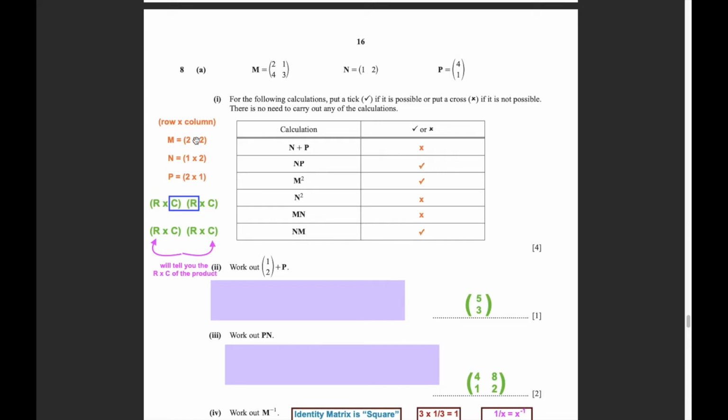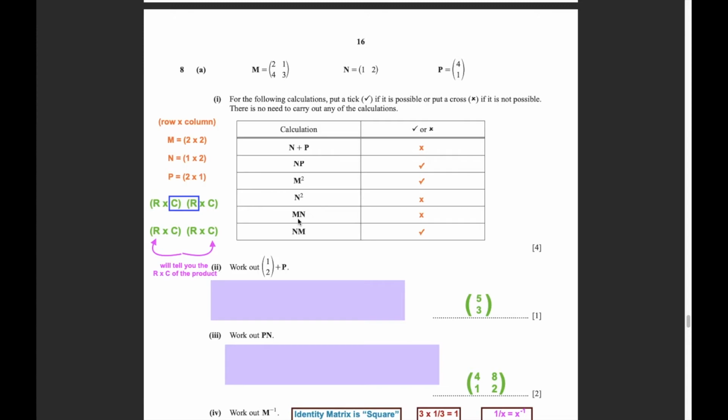M squared, so M times M. That's possible because, again, it has the same column. And if you put M again here, so 2 by 2 on this side, just imagine it's here. You notice the 2 on the row and the 2 of the column are the same, so you can move on with the calculation. So N squared is not possible though, because you have 1 by 2 times 1 by 2. The 1 of the row is not the same as the 2 in the column, so you can't do that.